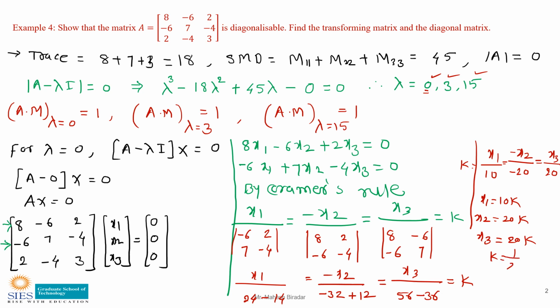If I take k as 1 by 20, your first eigenvector is 1, 2 and 2. So 1, 2, 2 is the eigenvector associated with lambda equal to 0. Now we can calculate GM here. For lambda equal to 0, there is only one linearly independent eigenvector, so GM is 1. So for lambda equal to 0, AM equals GM.